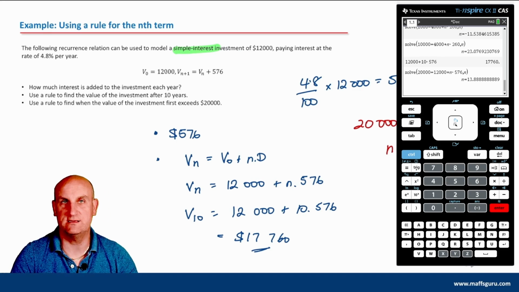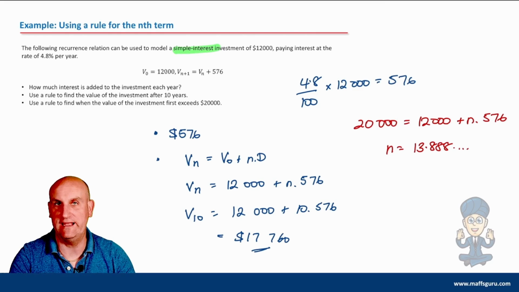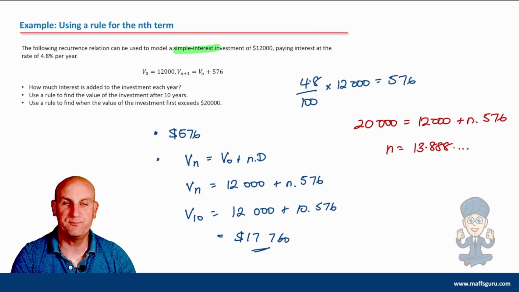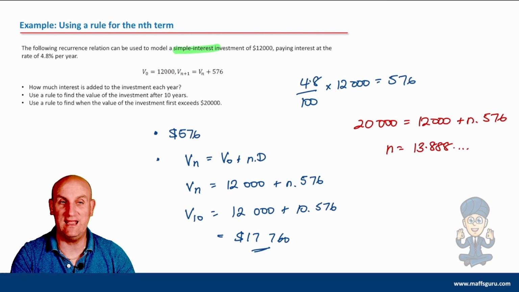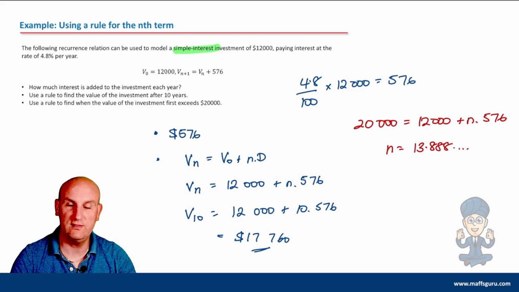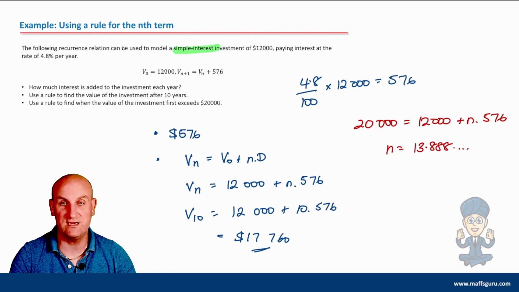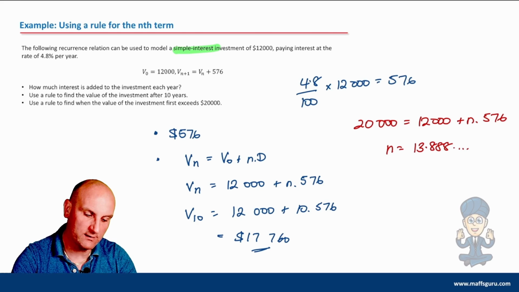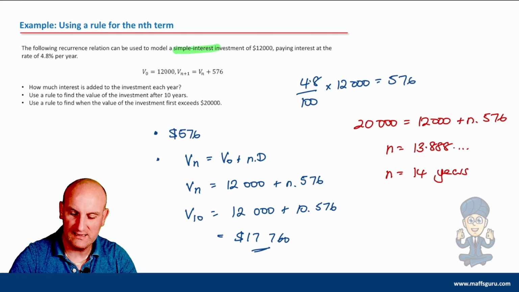I can't leave that as an answer because, again, I can't take my money out at 13.8888888 years. So I've got to round it. If I round it down to 13, I'm stuffed, because if you put 13 in that value there, it will not come out to be 20,000. It'll be just below 20,000. So 13 won't exceed 20,000. In which case my correct answer in that situation would be n is equal to 14 years.